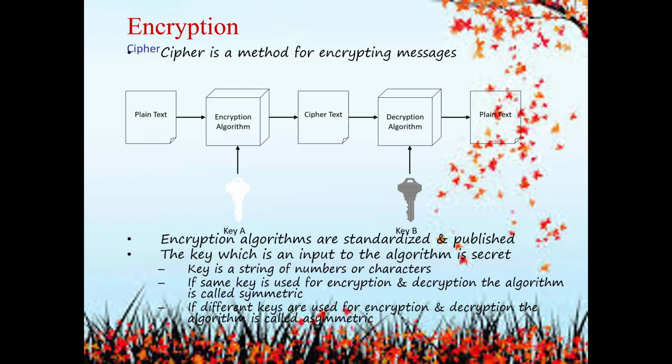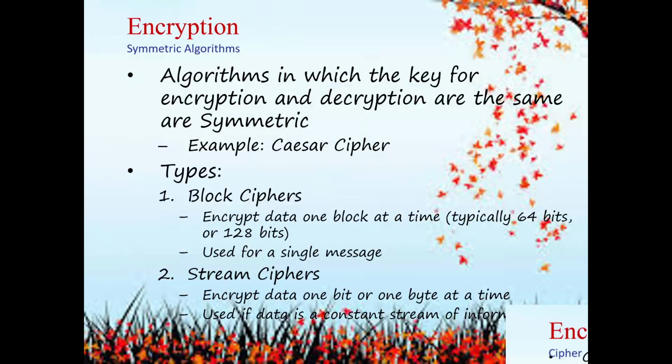Next is encryption. Here we use the cipher method for encrypting messages. A plain text is converted into a cipher text using an encryption algorithm, and the cipher text is converted back into plain text by a decryption algorithm using key A and key B. Encryption algorithms are standardized and published. The key is a string of numbers or characters, and the key, which is an input to the algorithm, is secret. If the same key is used for both encryption and decryption, it is called symmetric. If different keys are used, it is called asymmetric.